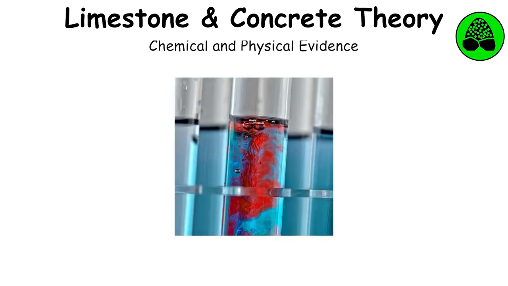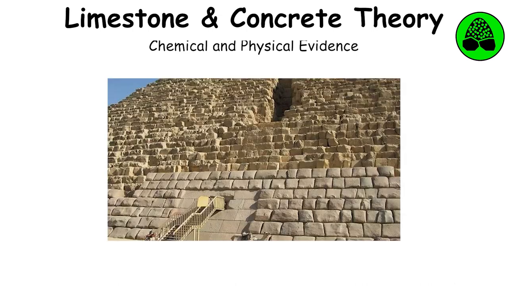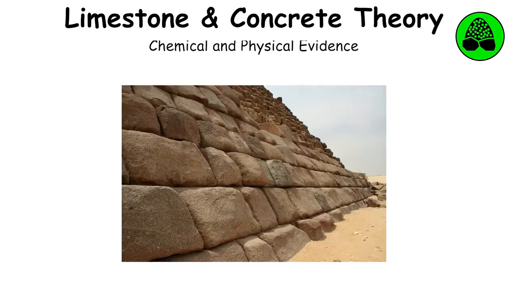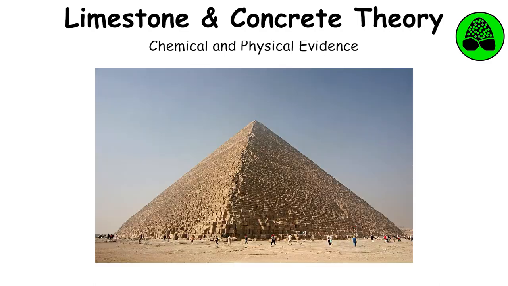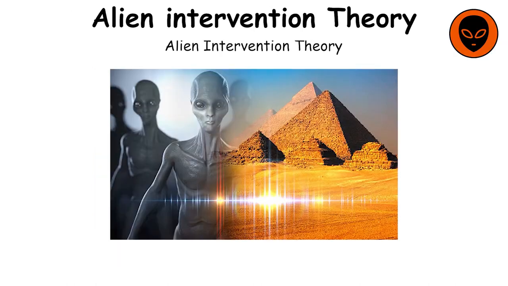Chemical and physical evidence. Proponents of the theory point to differences in the chemical composition and physical structure of the pyramid stones compared to natural limestone. Studies have found that some pyramid stones contain microstructural features and chemical signatures that are consistent with a cast material rather than quarried stone.